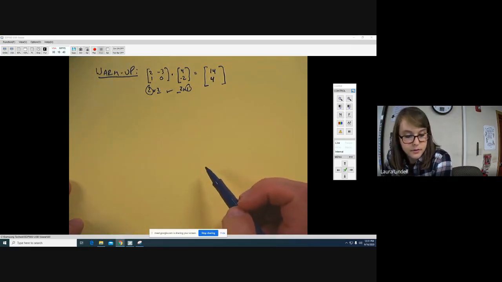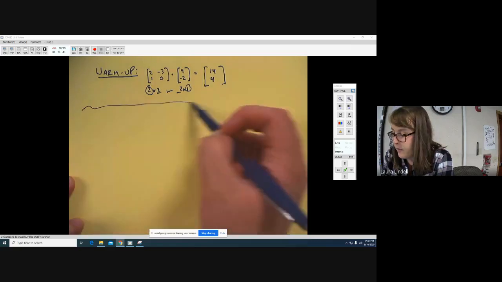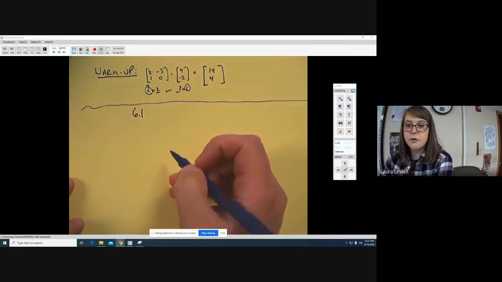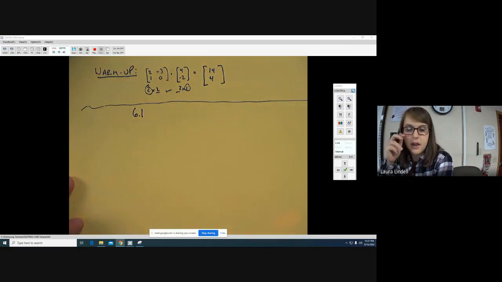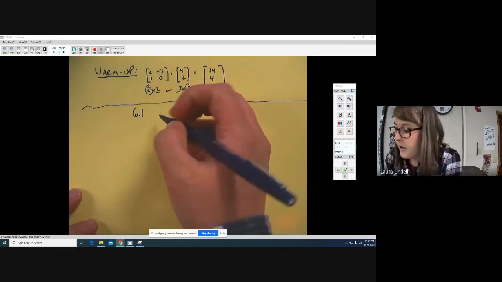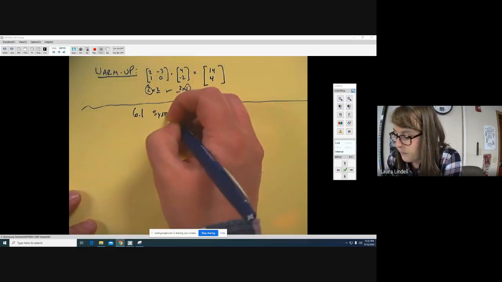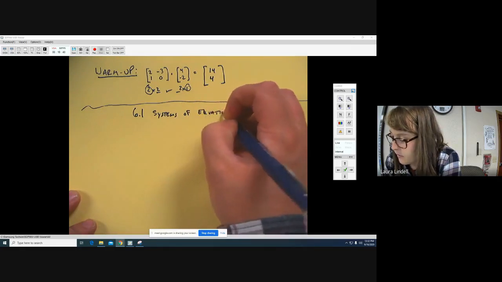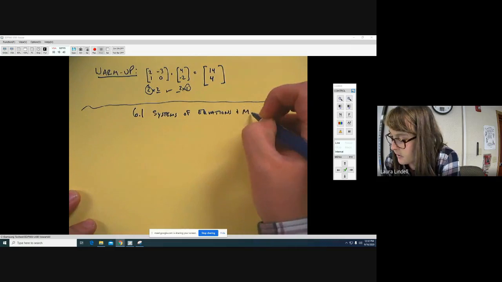Okay, so today's lesson is still in 6.1. This is actually the true book 6.1. So the other stuff was kind of a mix of 6.2 and then some previous things that you would need before you get to 6.1. This is going to be the real 6.1 that's the same as in the textbook. So we're going to be talking about systems of equations and matrices.